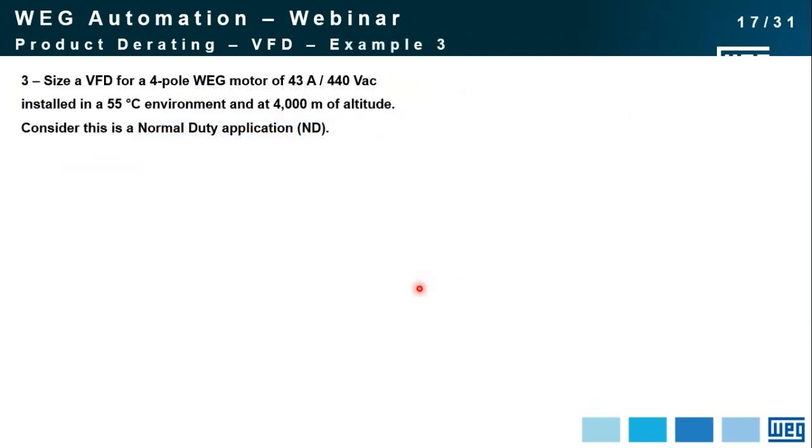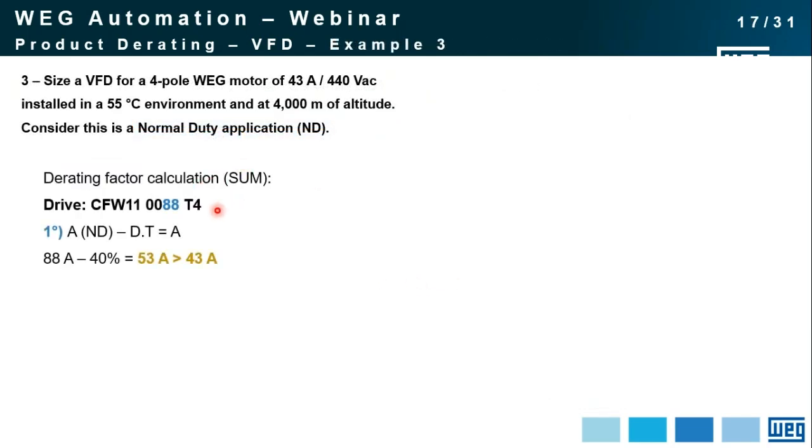Let's go back to the example and see what happens. If we take an 88 amp VFD and apply the total derating factor using the sum, you find that this VFD can deliver 53 amps, which is higher than 43. There is no problem, it will operate correctly. However, maybe it's too much for this application.